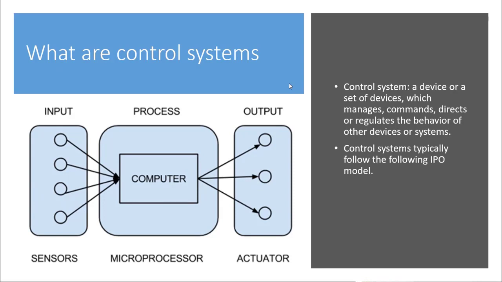And you can see here on the left side, this is the IPO model, which is typically what control systems use. So the input, process, and output. The input is usually some sort of sensor. The process is usually a microprocessor or CPU, and the output is an actuator.